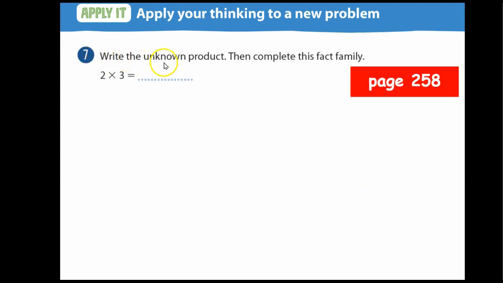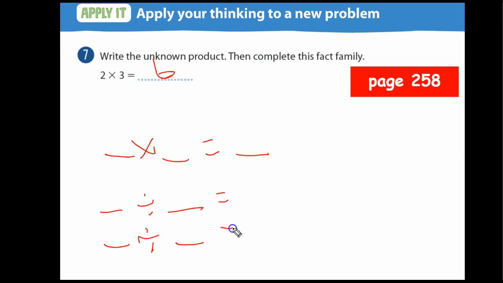It says write the unknown product, then complete the fact family. So what's 2 times 3? 6. Okay, so go ahead and write the other 3. So you'll have another multiplication equation, right? You'll have 2 division equations. So go ahead and fill out the rest.